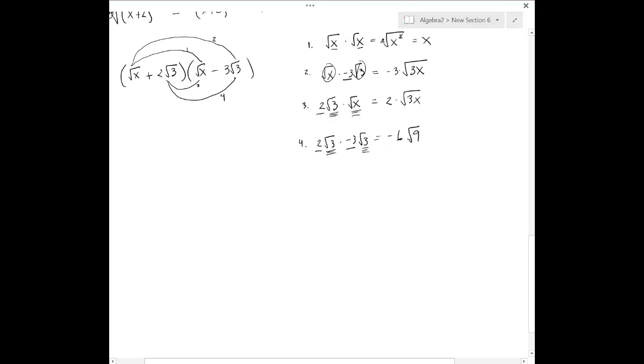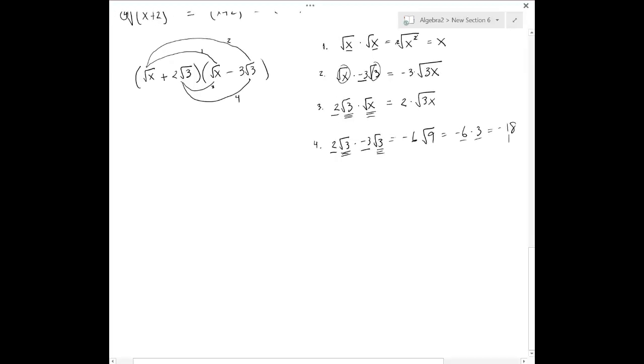But the square root of 9 is computable. You know that the square root of 9 is 3. So now you have negative 6 times 3, which is negative 18. Now you have all the ingredients to add together to form your answer. You have 1, which is x, and now you're adding it to negative 3 root 3. It's a negative, so you're basically subtracting. This is multiplication 2. Then the third one you're adding is positive, so you're adding it, square root of 3x, and lastly you're adding the negative, so you're subtracting 18 for multiplication 4.